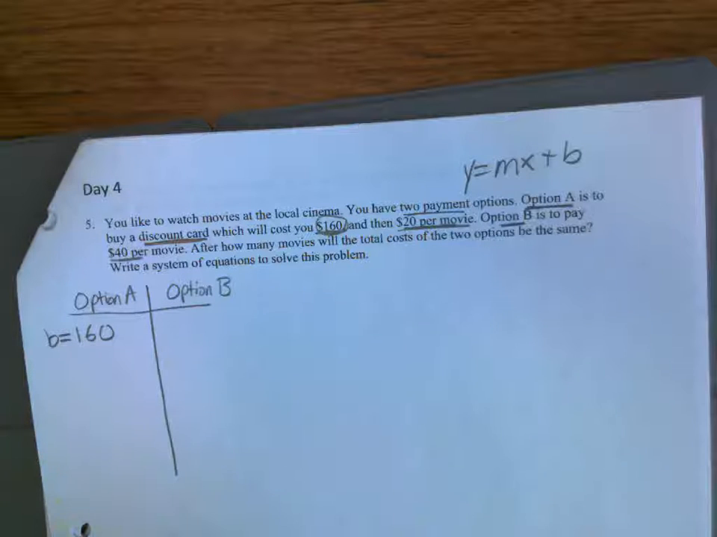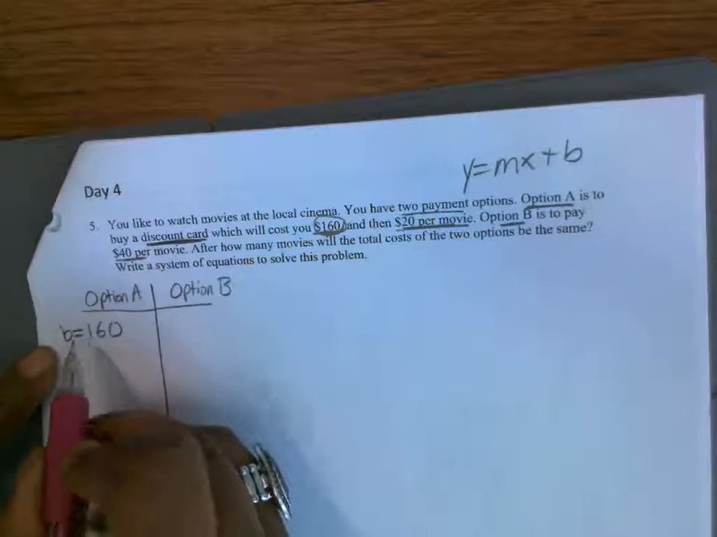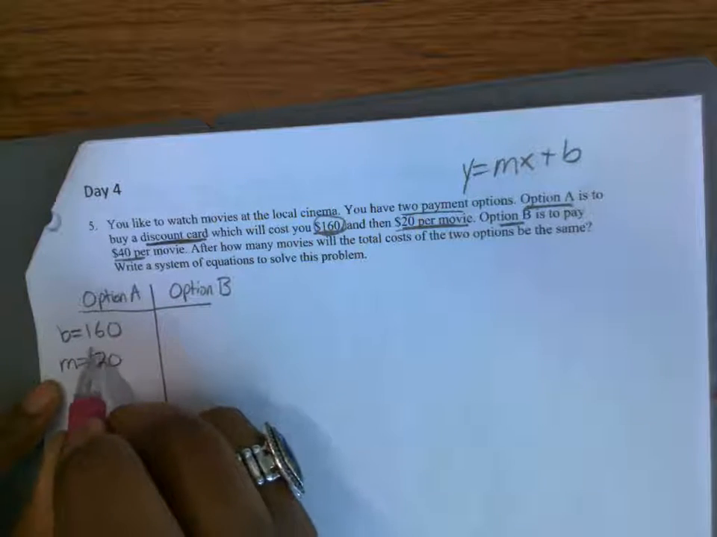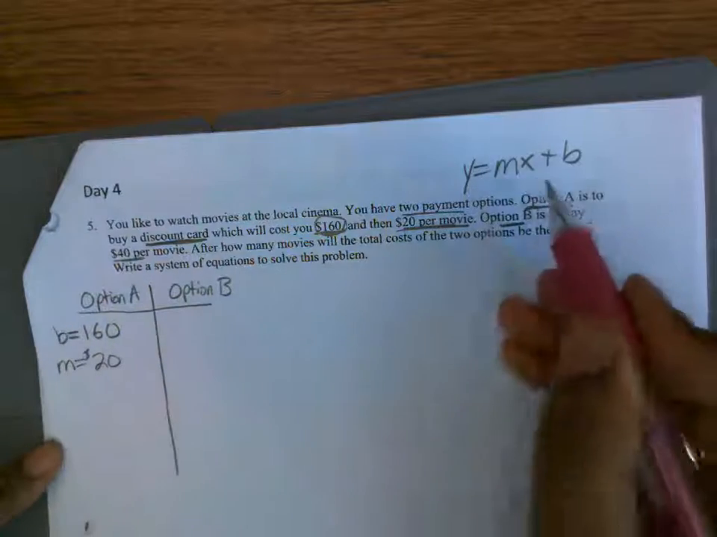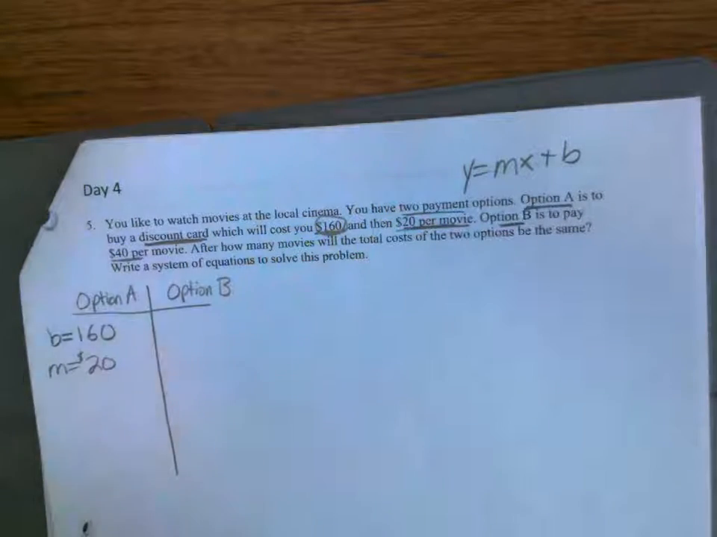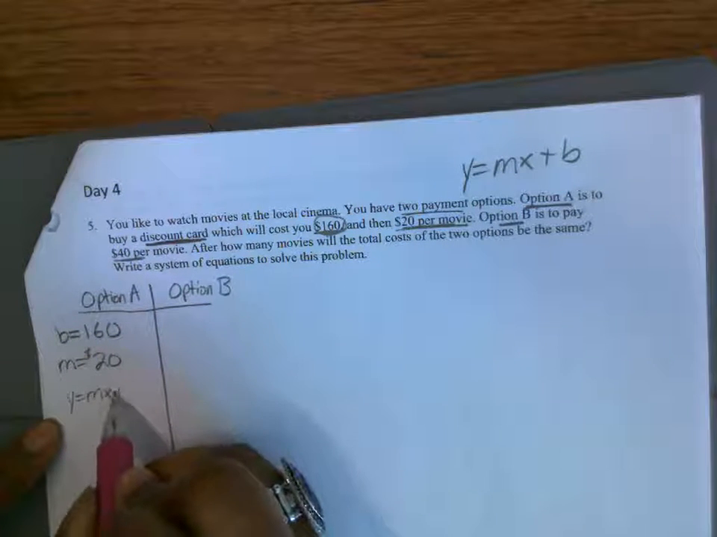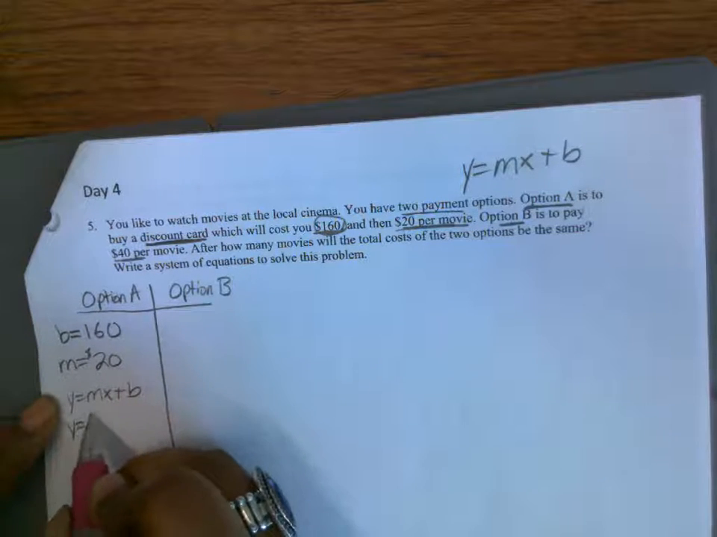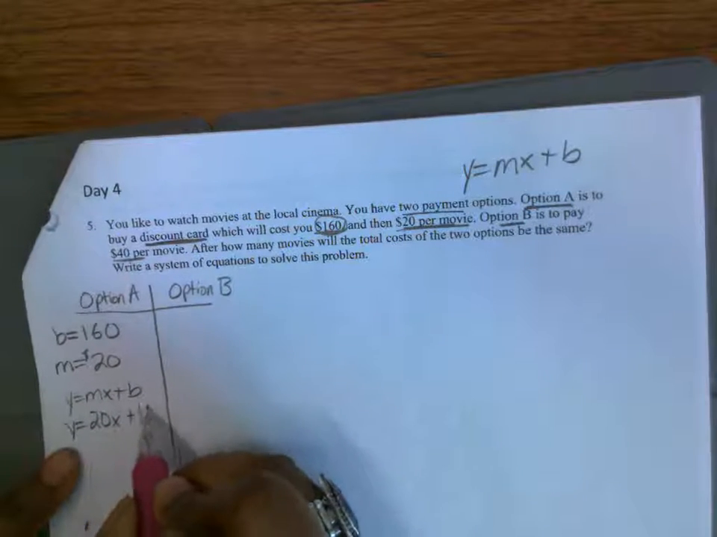Now my slope for this is going to be $20 per movie. So after I pay for the discount card, then I can get $20 per movie. Okay? So when I write my equation again in slope-intercept form, because I could identify that they gave me a rate and they gave me a starting amount, I'm going to write an equation in y equals mx plus b form, slope-intercept form. I'm going to replace m with 20, so that's going to be 20x, and b with 160.